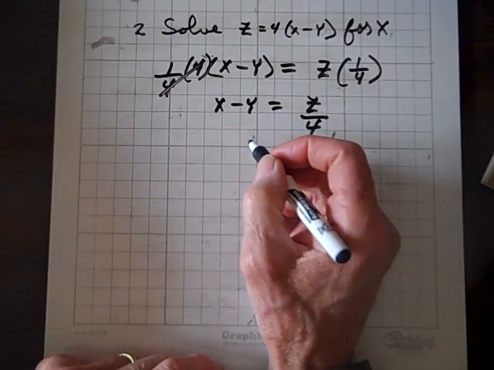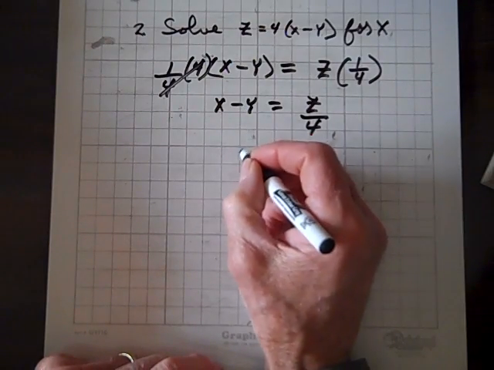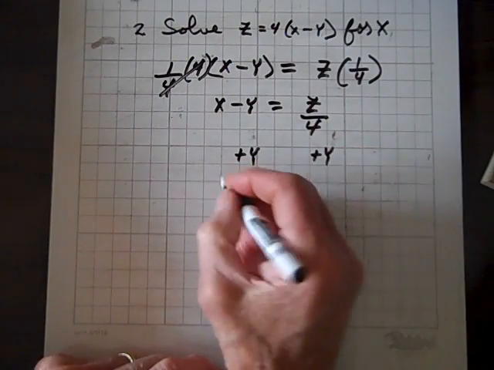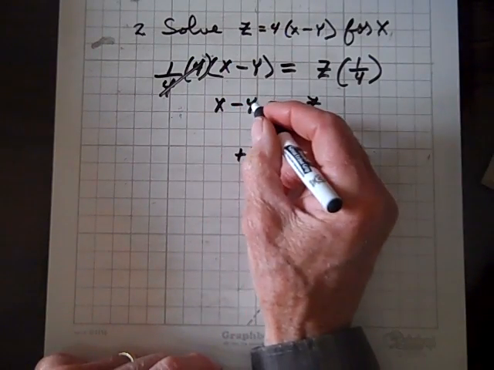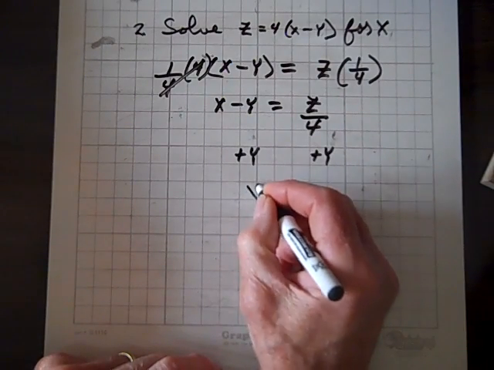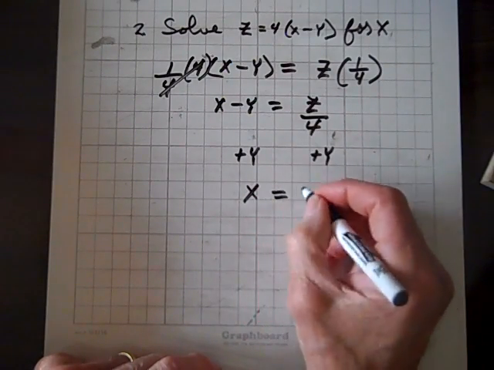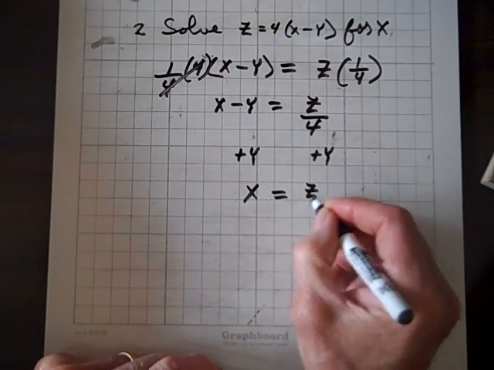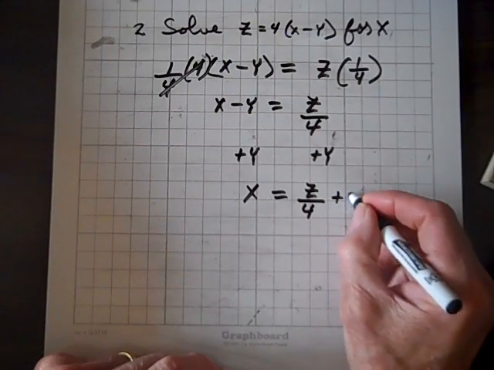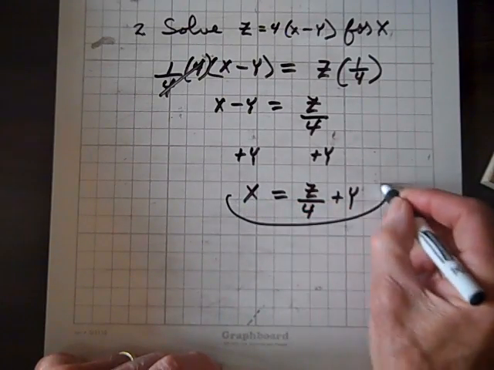Now the only thing we have to do to isolate x, we'll just add y to both sides, and so minus y plus y is 0, and x plus 0 is x, and that equals z over 4 plus y, and we've done it.